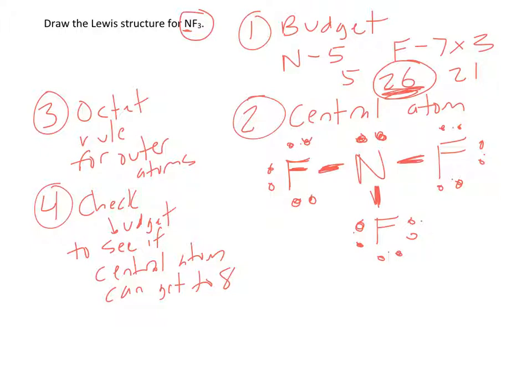So for the final structure, we're looking at 3 things. We want to make sure our budget works. That's the number 1 rule. We have to fit the budget. So the budget's 26, and I have 26 here.